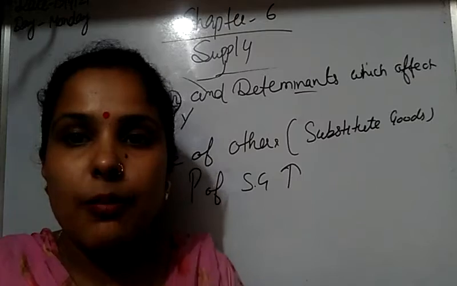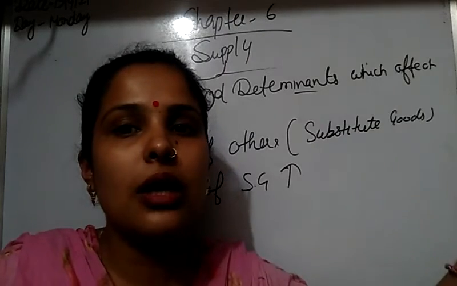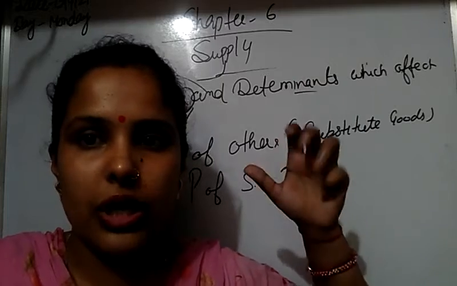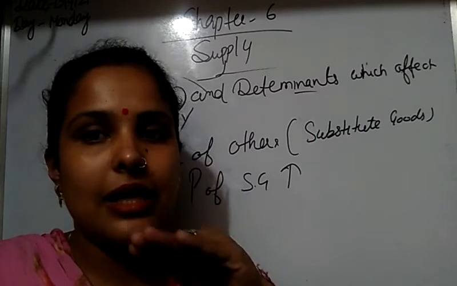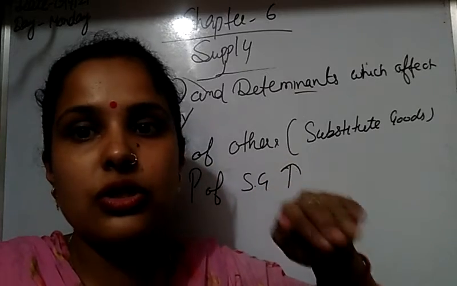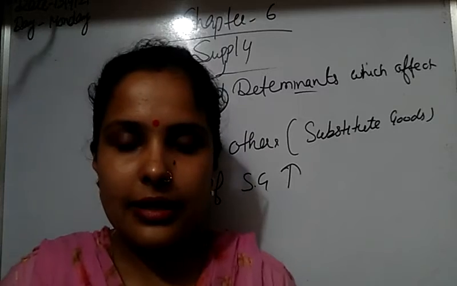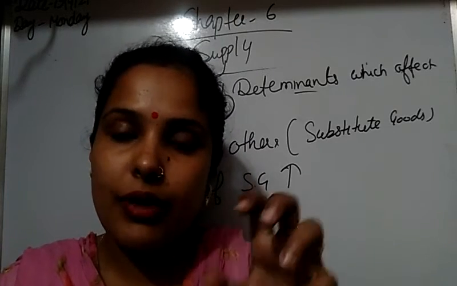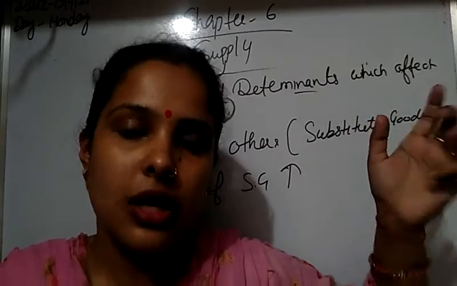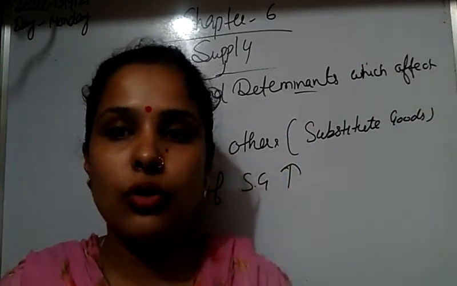When the price of substitute goods increases, the producer shifts to the production of the substitute good. He stops the production of the commodity which he previously produced and starts production of the commodity whose price has increased. If a tea seller sells tea, when the price of coffee increases, he stops producing tea and shifts to the production of coffee.